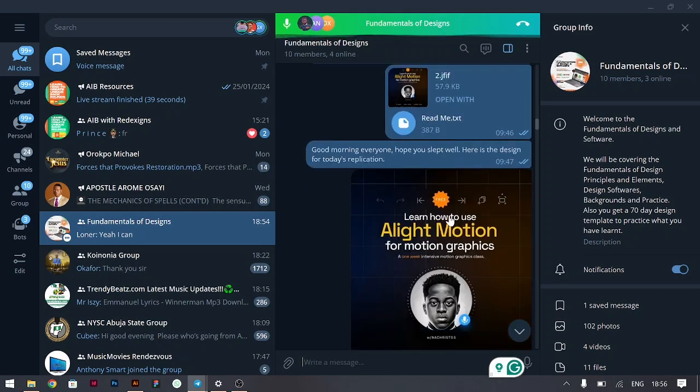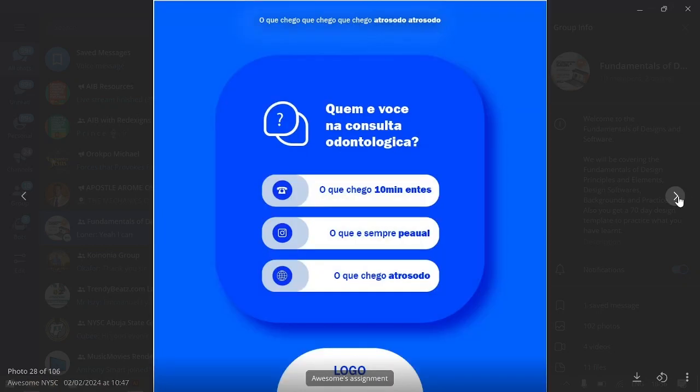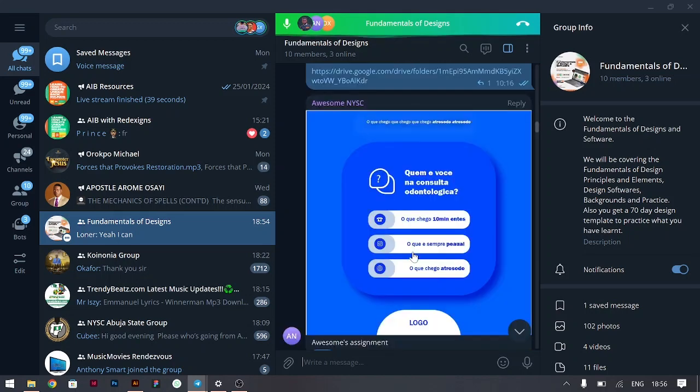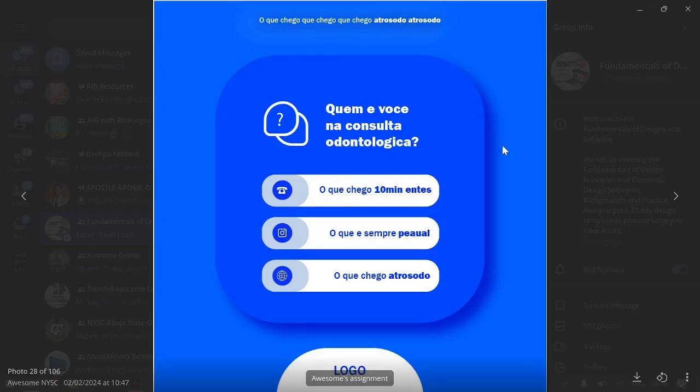So this is the second design I gave, and this is where Awesome submitted his. I also noticed something about Awesome's design. Awesome's designs are actually good. I think all of our designs are actually good. I'm seeing that we are improving as the days go by. But I will also point out some of your errors and some things that I think you guys can consider.